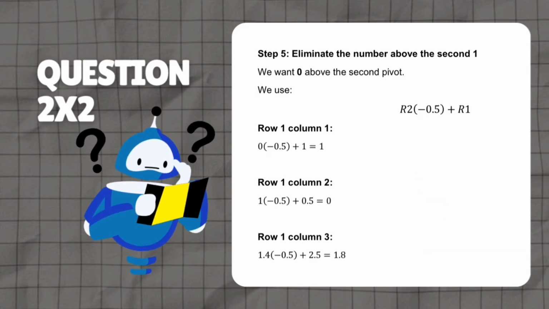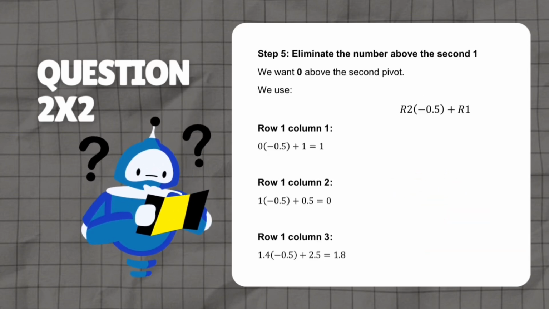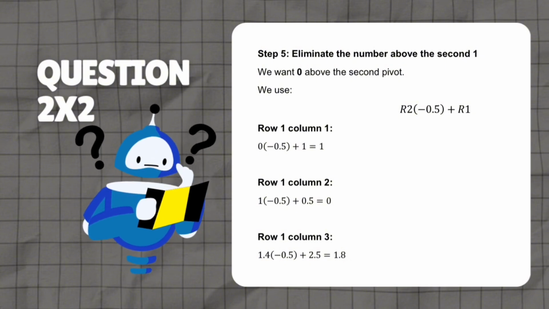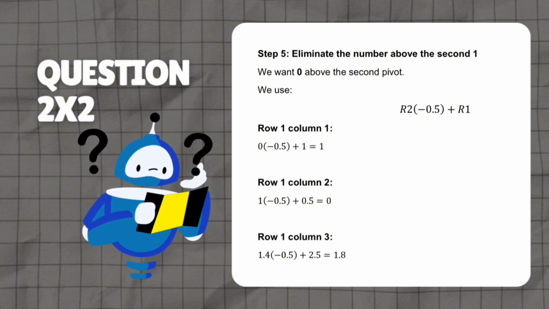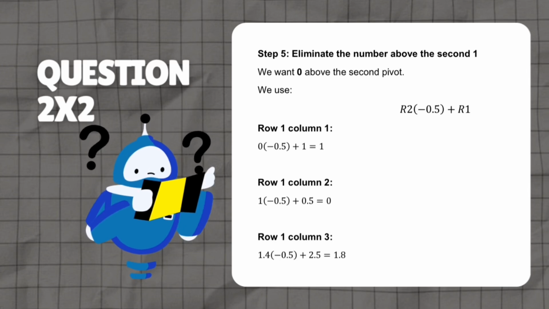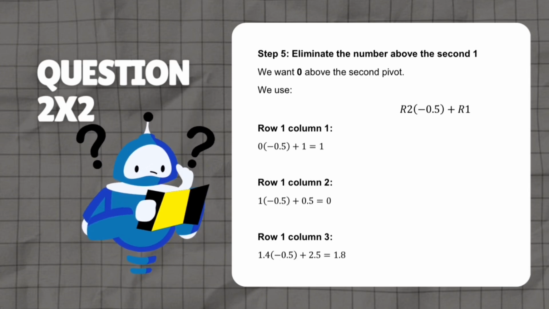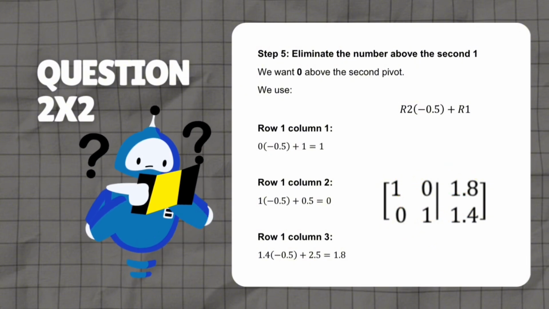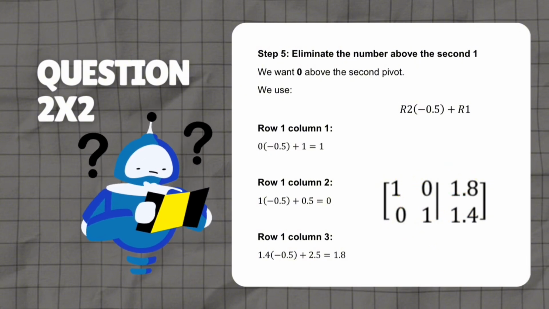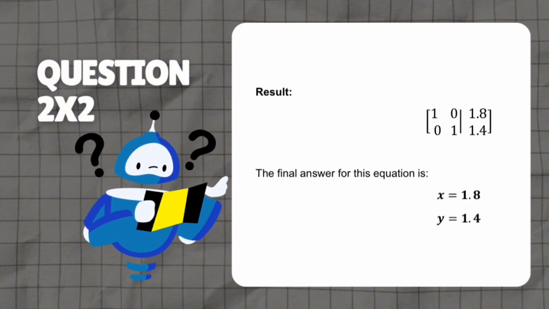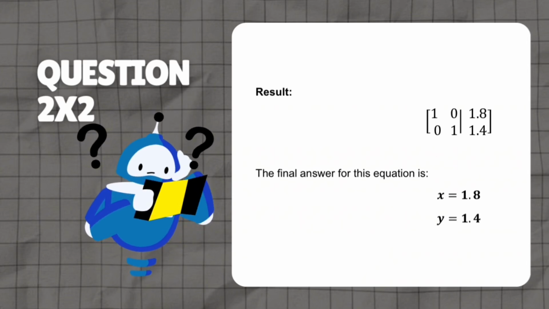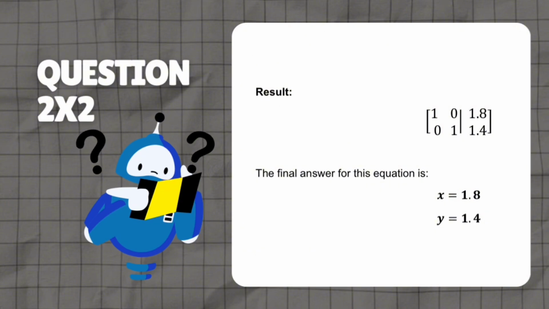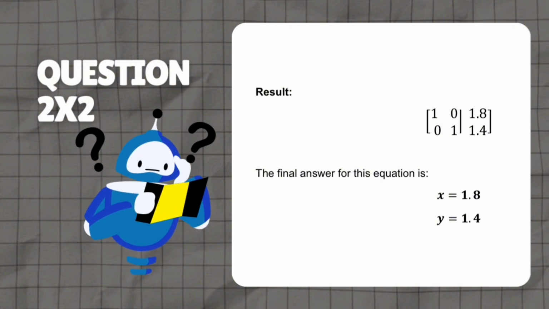The last step is to eliminate the number above the second one. Now, we want the number above the second pivot to become 0. Using row 2, we perform a row operation on row 1. We calculate each column carefully and update the matrix. After this step, the matrix is in reduced row echelon form. The values in the last column now represent the solution to the system of equations. These values give us the final answers for the variables.